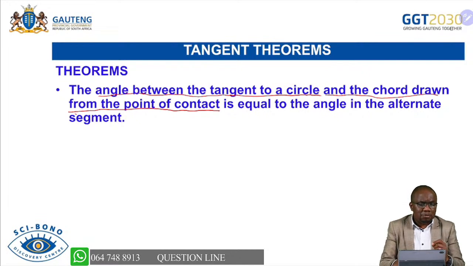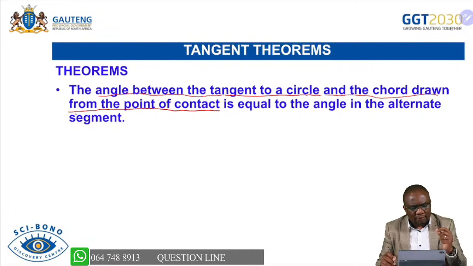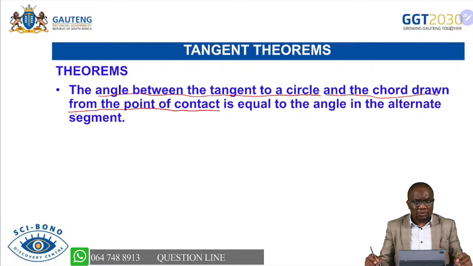I'm going to give you 2 minutes to try to draw this diagram, which is represented by this statement here. The angle between the tangent to a circle and the chord drawn from the point of contact is equal to the angle in the alternate segment. Okay, 2 minutes. Can you try to draw the diagram for this theorem? Let's try.